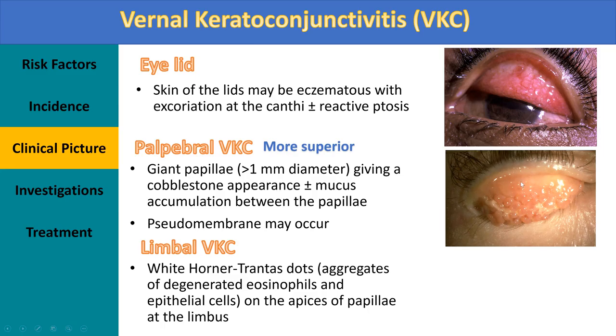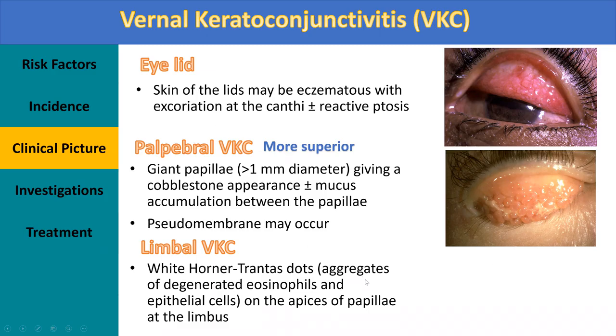of cobblestone. This is a very famous picture in the exams, where they present you a picture of cobblestone papillae and ask you many questions about vernal keratoconjunctivitis. So don't forget this picture. Also, you can see the mucus deposition in between these giant papillae. These giant papillae will have some implications and consequences on the cornea, as we are going to see right now.